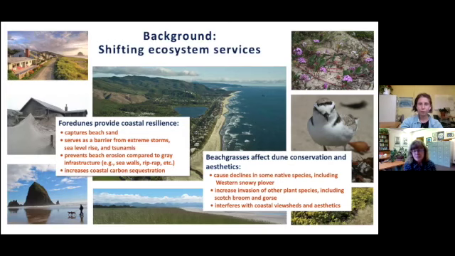There are also some dune conservation and aesthetic concerns with foredunes and beach grasses in particular. For example, there's been decline of all those nice native species that I showed earlier, including some animal species, including the western snowy plover. There's been increases in invasion of other plant species, for example, Scotch broom and gorse. And then there's concern that these foredunes can interfere with coastal view sheds and the aesthetic values that we place on those view sheds.